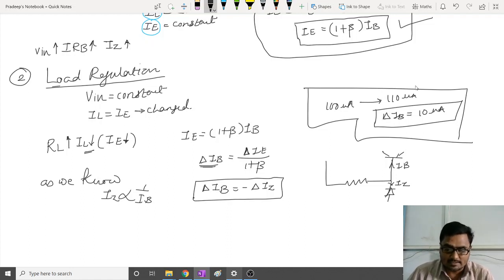Now this load current which is decreasing, how much will it decrease? That's what I need to find. So this load current is nothing but your IE. Look at this, this load current is nothing but your IE.